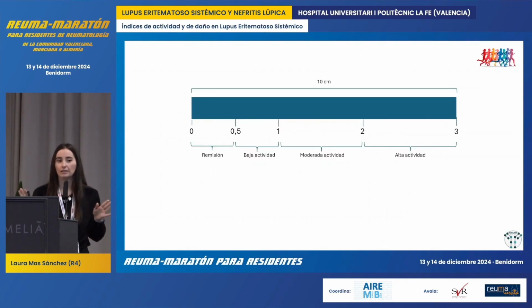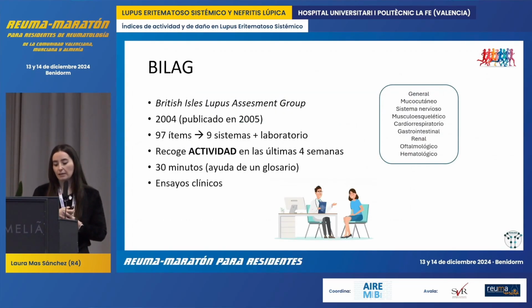It is literally this. It's a 10 centimeter scale, hypothetically, with similar cutoff points. The assessment includes up to 0.5. From 0.5 to 1 is low activity, up to 2 is moderate, and from 2 to 3, which is the maximum, is high activity.